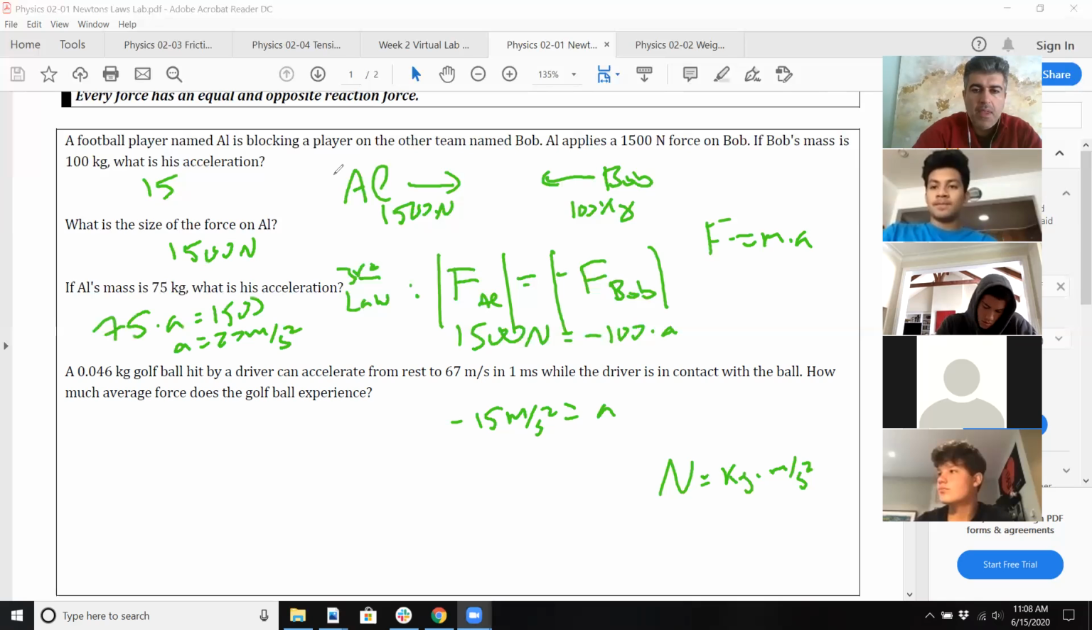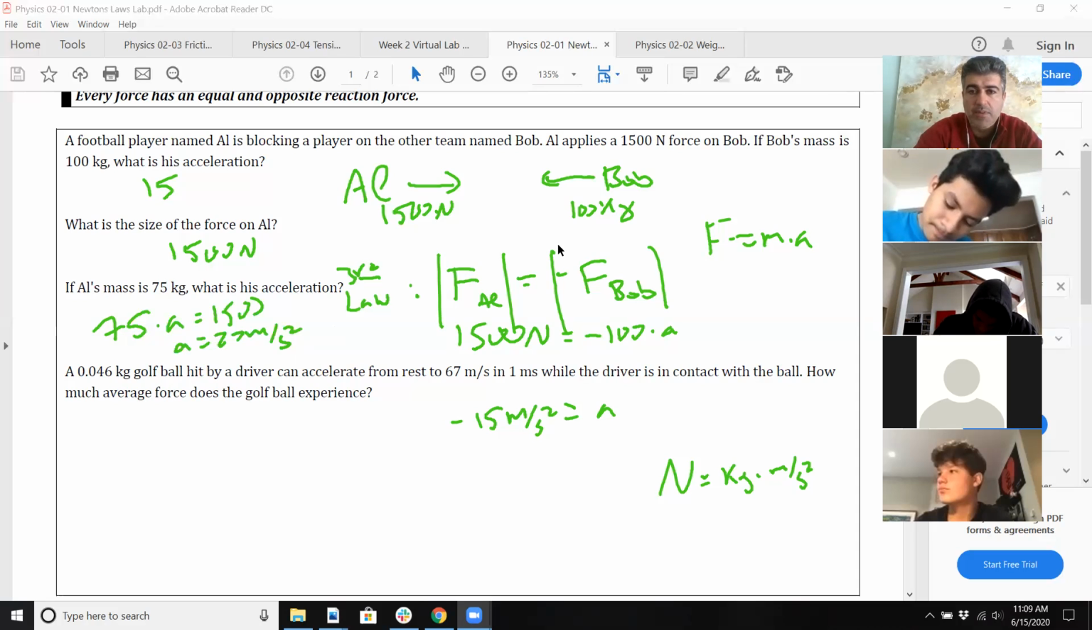Okay. This question here, and then I'll let you guys do some practice problems. A 0.046 kilogram golf ball hit by a driver. By the way, not someone driving a car, like an actual golf club called a driver if you don't play golf. Can accelerate from rest to 67 meters per second in 1 millisecond. While a driver's in contact with the ball, how much average force does the ball experience?